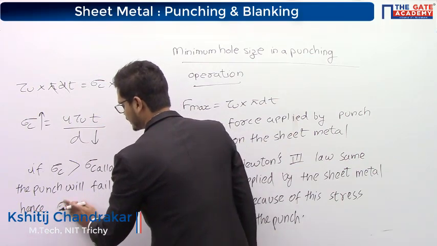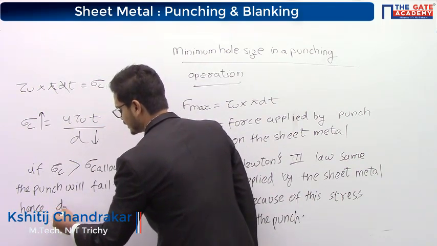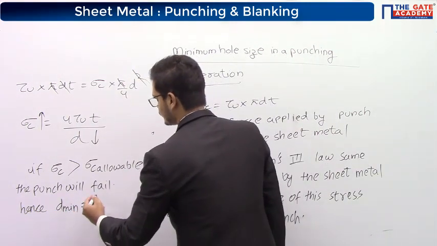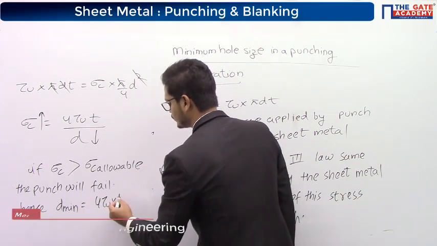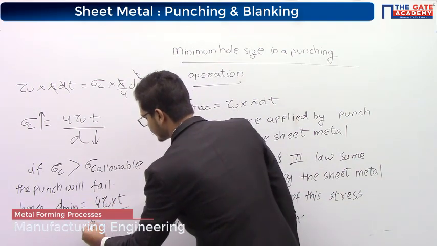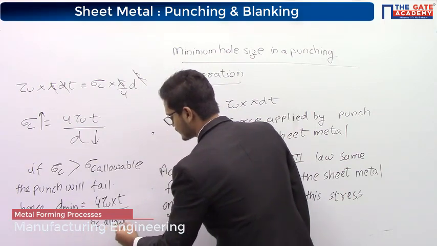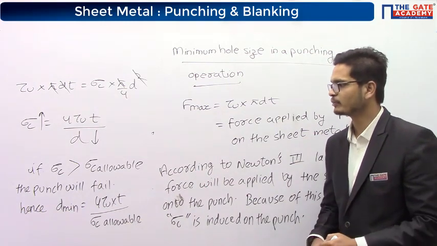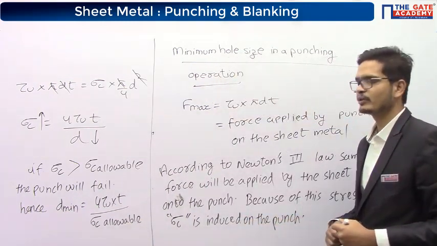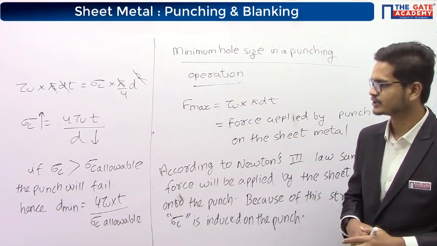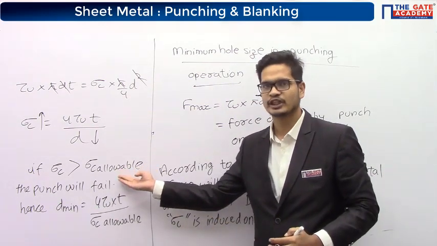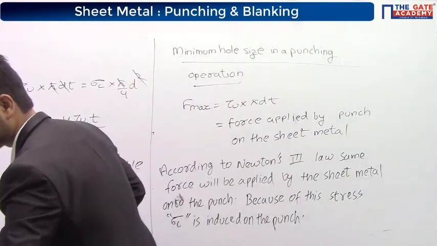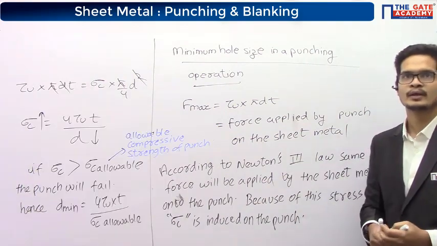Hence D minimum, that is the minimum size of the hole that can be made, is equal to 4 times tau u into T upon sigma C allowable. This is the minimum diameter of hole that can be made in a punching operation. Sigma C is the allowable compressive strength of the punch. Okay, please write that. I don't have any space. Okay, understood?